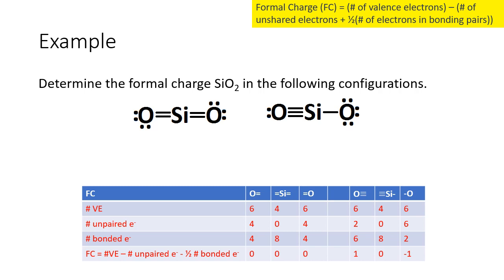Okay, so when we do these calculations, we find that the formal charge when we have double bonded oxygen is 0 for every single element. If we have a triple bond and then a single bond, we have a +1 on the triple bonded oxygen and a -1 on the single bonded oxygen. So the preferred configuration is the one where you have double bonds.